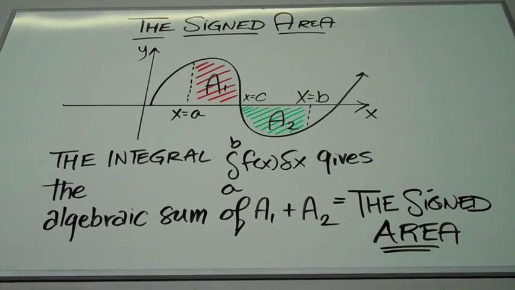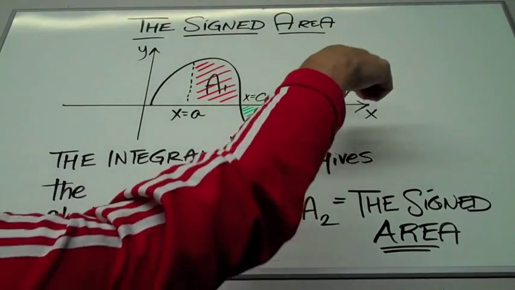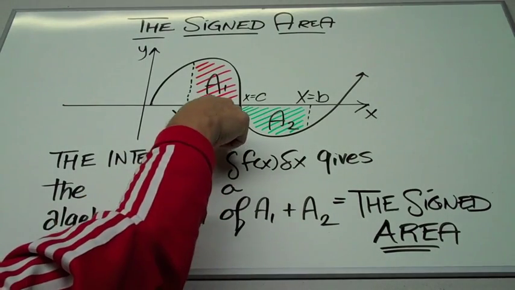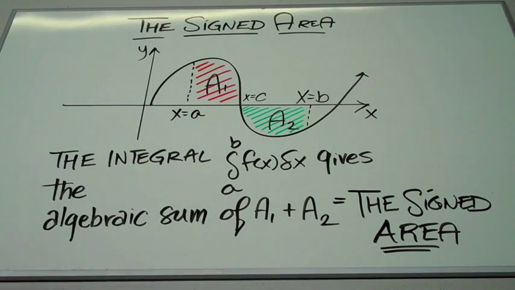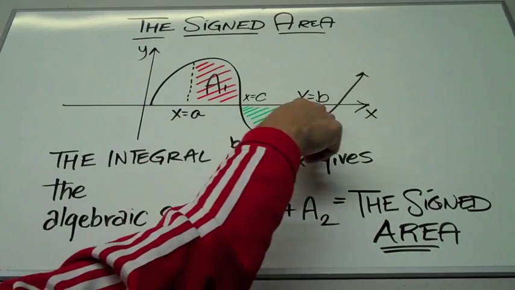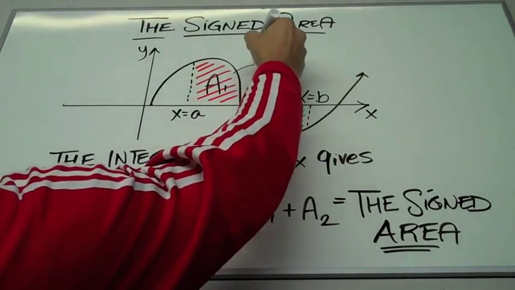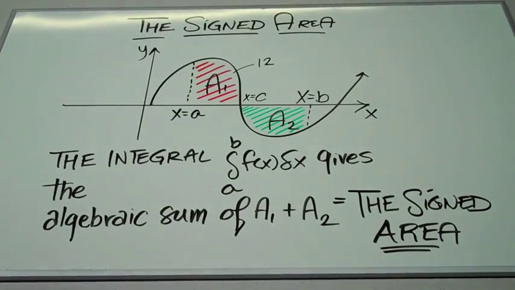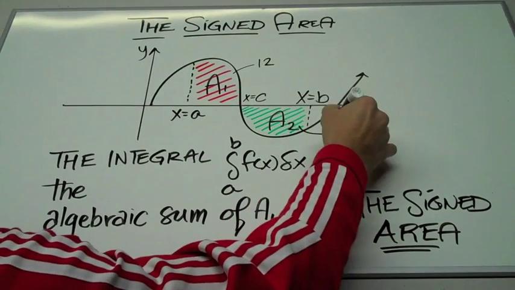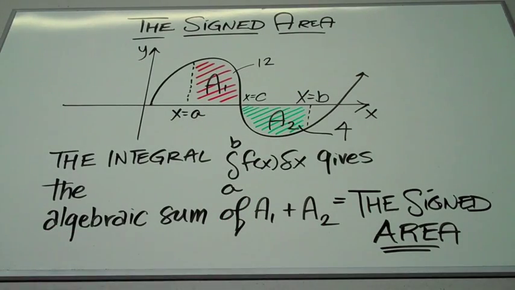The signed area. Let's consider the signed area. If I have a curve f of x here, and it crosses the x-axis at c, and I want to take the integral from a to b, well, a1 here, let's say I give it a numeric value of 12 square units, and a2 in green below the x-axis, let's say I give it a numeric value of 4 square units. Well, if I'm taking the integral from a to b, I'll get the algebraic sum of a1 and a2.